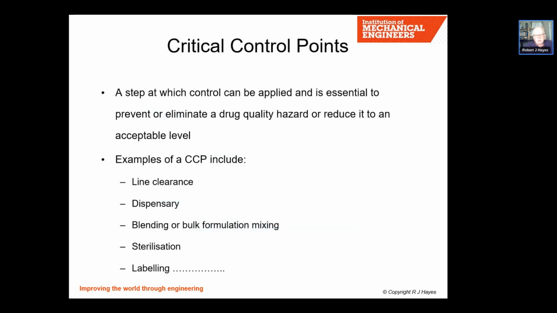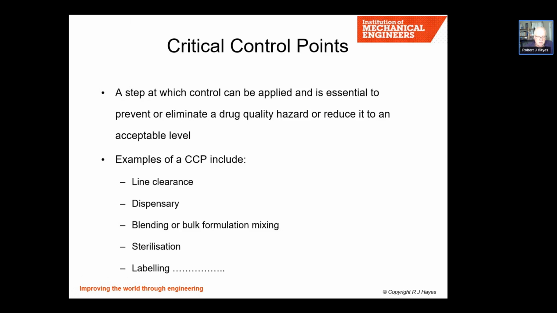We think about the critical control points within our process, and that is any point where we can prevent or eliminate a hazard. Or if you turn it on its head, where a hazard might be introduced, might occur. And again, in packaging operation, critical control points would be things like line clearance.